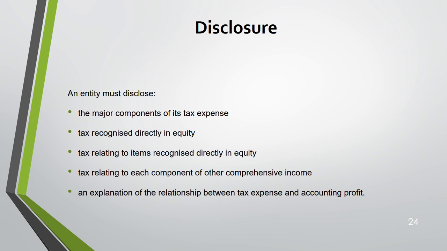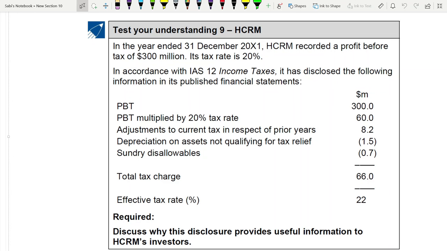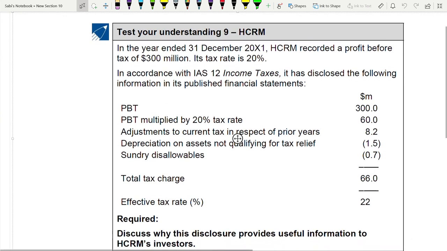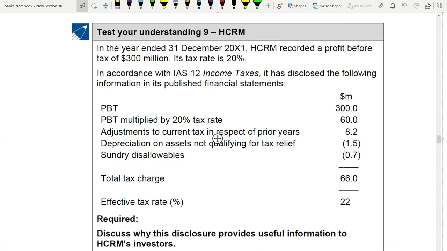But before I conclude or summarize everything that I've discussed in this lecture, one final question needs to be done. So let's do that one final question. Test your understanding 9, HCRM. This question I got in my exam. So this is my question. I remember this was the fourth question in my exam when I gave SBR. So I can exactly recall. Now read the requirement.